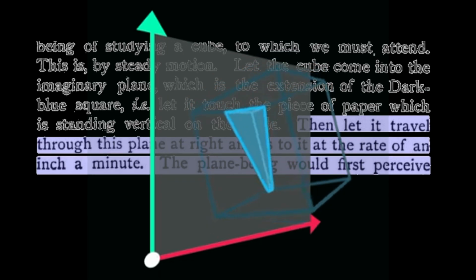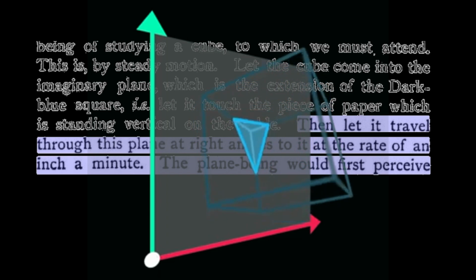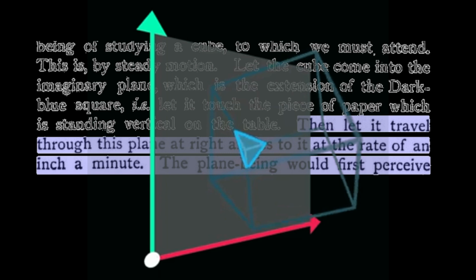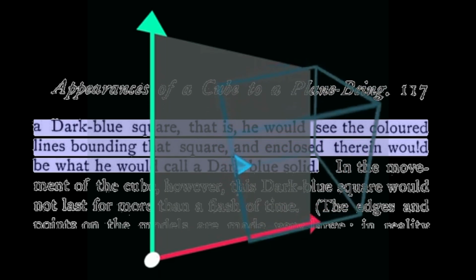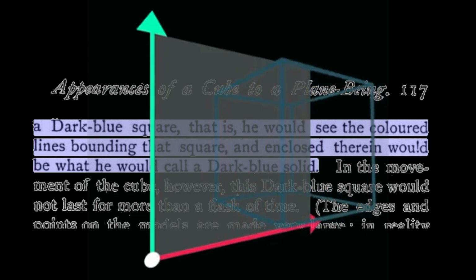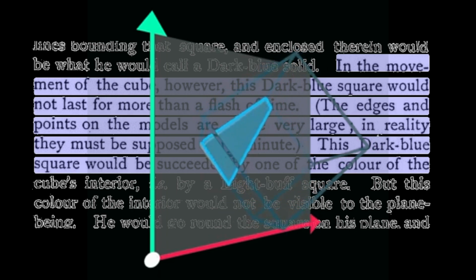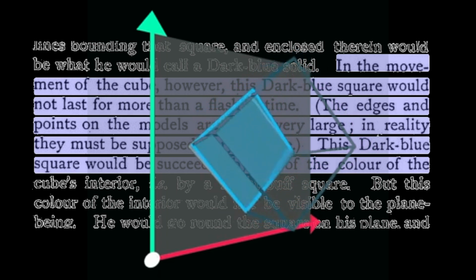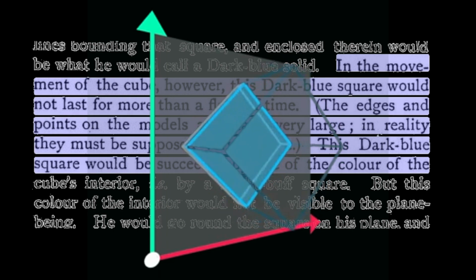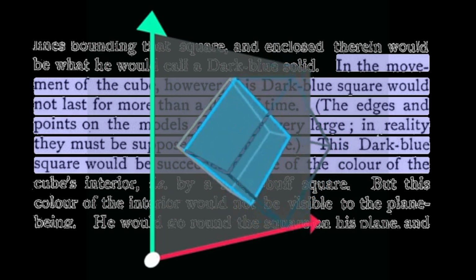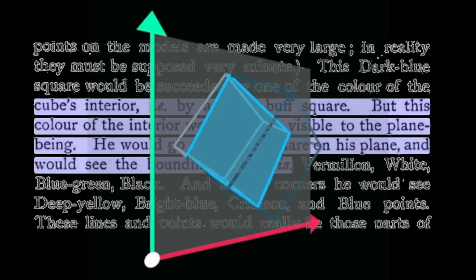The plane being would first perceive a dark blue square, that is, he would see the colored lines bounding that square, and enclosed therein would be what he would call a dark blue solid. In the movement of the cube, however, this dark blue square would not last for more than a flash of time. The edges and points on the models are made very large, in reality they must be supposed very minute. This dark blue square would be succeeded by one of the color of the cube's interior, i.e., by a light buff square. But this color of the interior would not be visible to the plane being.